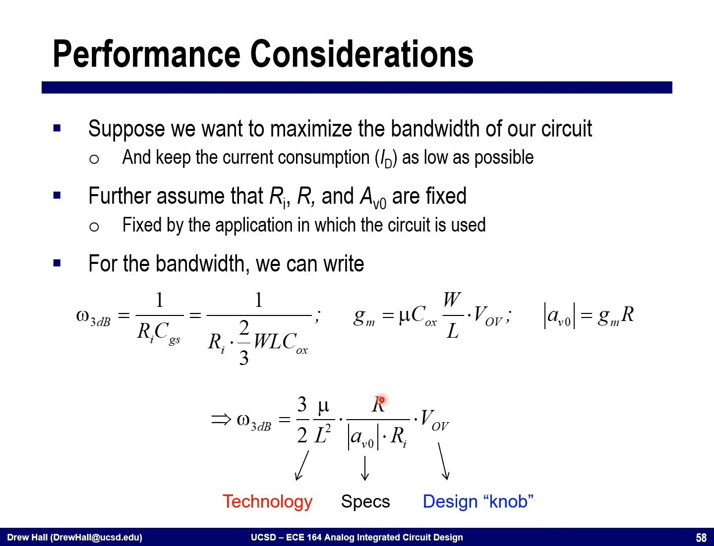And then we see the second set of parameters here, where the load resistance is divided by the gain times the input resistance. These are really the specifications, and so again, as a designer, I can't do anything about these specifications. They're fixed. Lastly, we see that this depends on VOV. This is my one design knob in this particular circuit, my design variable where I can play with VOV, and that's how I trade off bandwidth for power consumption.